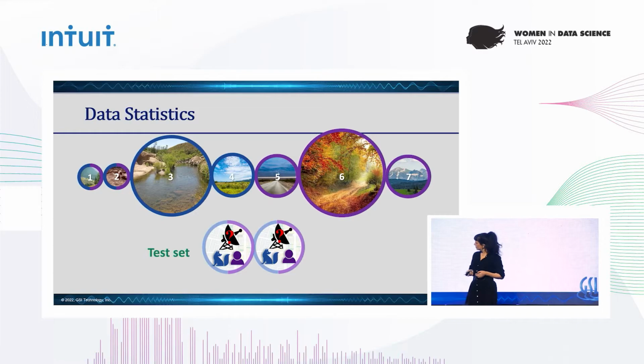So the test set, on the other hand, included new locations unfamiliar to the training set at training time and had a balanced distribution of human and animal samples and occurrences.